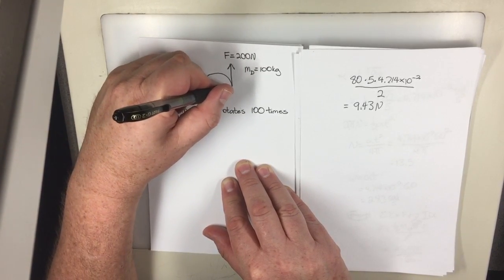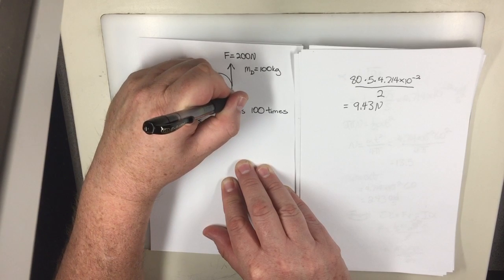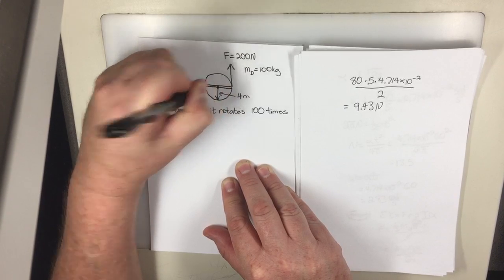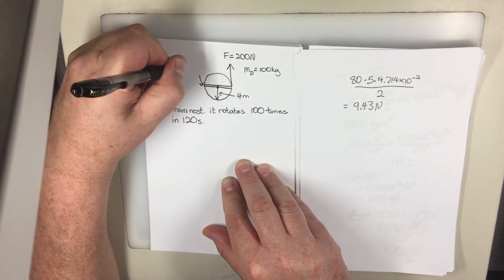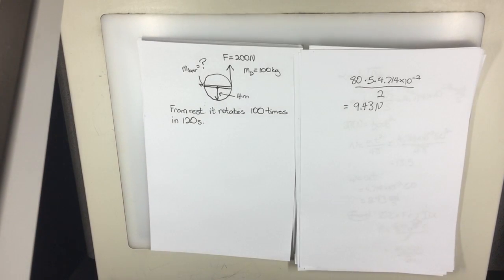Now the mass of the disk is 100. It has a radius of 4 meters. Welded onto the disk directly across is a bar. The mass of the bar is unknown. So we've got like a merry-go-round. There's this big bar welded onto the disk. The rocket engine fires up. This thing spins 100 times from rest in 120 seconds. What's the mass of the bar? Now, hopefully the numbers work.